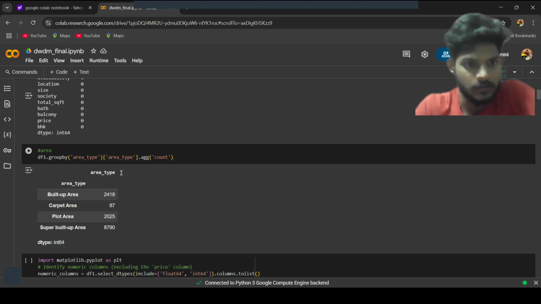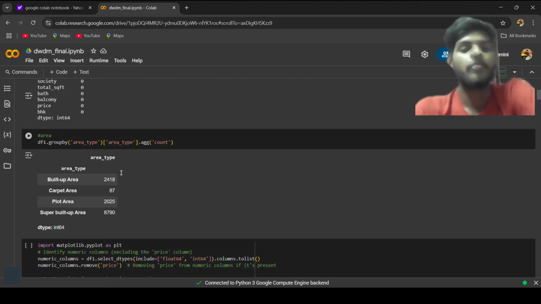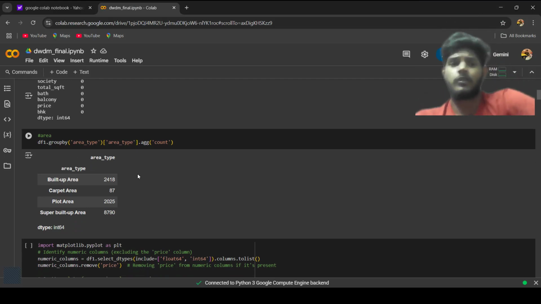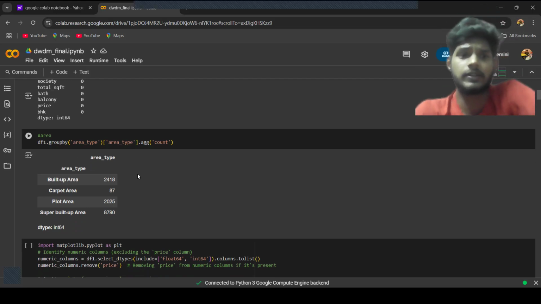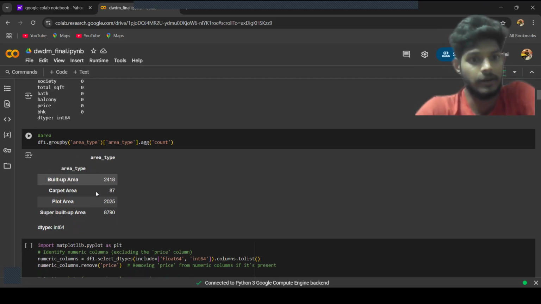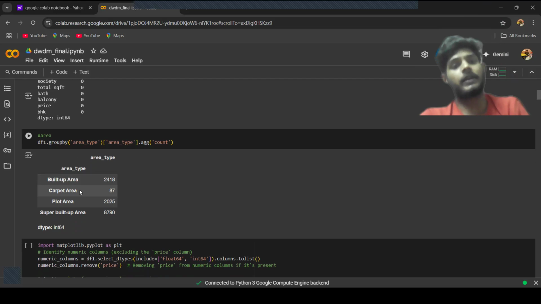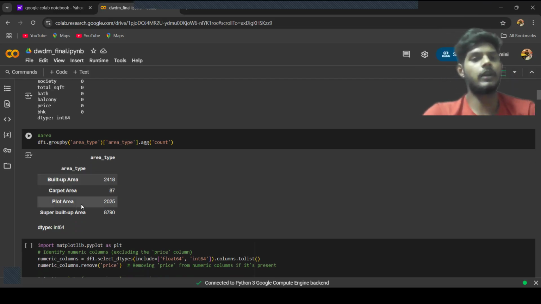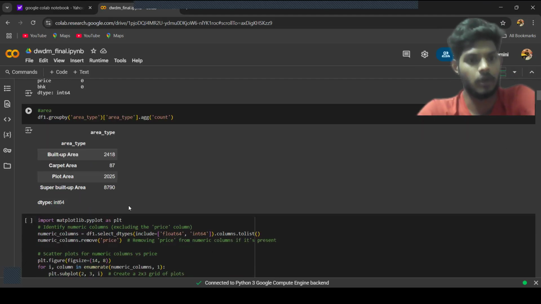And now let's see this. Here we are counting the number of different types of areas and their counts. Built-up area has a count of 2,418. Carpet area has 87. Plot area has 2025. Super built-up area has a count of 8,790.